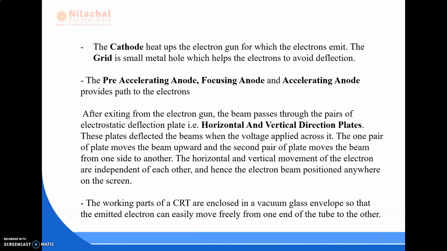The working parts of a CRT are enclosed in a vacuum glass envelope so that the emitted electrons can easily move from one end of the tube to the other.